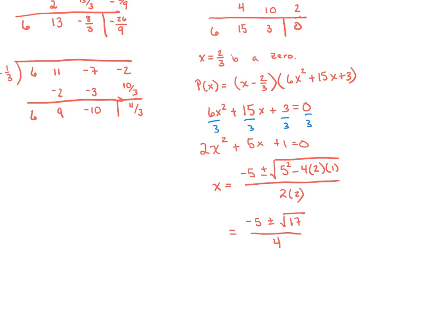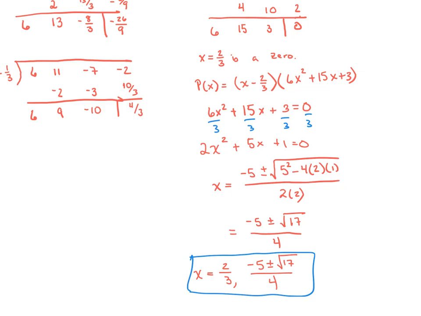all over 4. So our solutions, our zeros, are x equals 2/3, and then negative 5 plus or minus the square root of 17 all over 4. So you'll notice there's 1 zero, and then we have negative 5 plus the square root of 17 over 4, and then negative 5 minus the square root of 17 all over 4. So we have 3 real zeros for our third degree polynomial. So that is our final answer after much work.